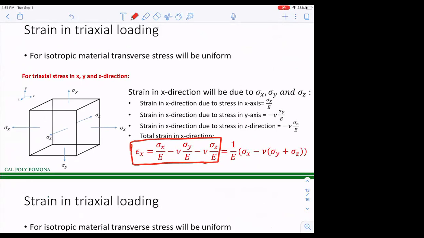So if I want to know the strain in the x direction, strain in the x direction will be caused by sigma x definitely. And from Hooke's law, we will know that. For the x direction, the axial strain is going to be sigma x by E. That's my axial strain. Sigma x will cause axial strain, whereas sigma y and z will cause transverse strain. Do you guys remember? For the transverse strain, you have to multiply with Poisson's ratio. Do you guys remember that?